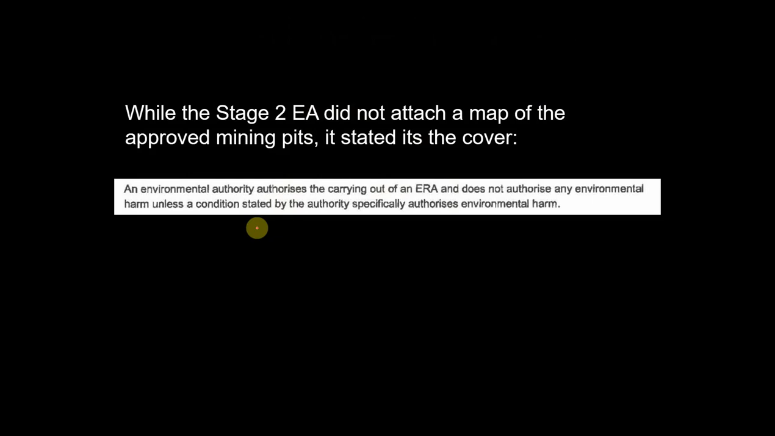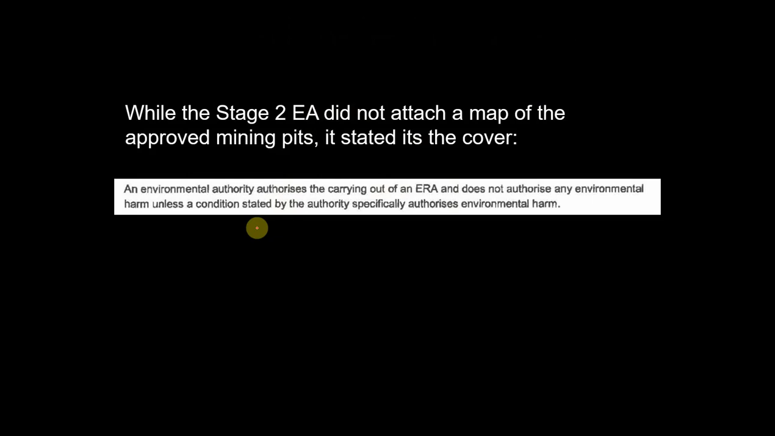But the central point boils down to this: even though there's no specific map attached limiting the mine footprint, neither is there any approval in the Environmental Authority for a range of environmental harm that's caused by the open cut pits. So the breaking up of the ground, the environmental harm associated with that, there's no authority for that on the face of the Environmental Authority. And on the front page, it says an Environmental Authority authorizes the carrying out of an ERA, and it does not authorize any environmental harm unless a condition stated by the authority specifically authorizes environmental harm.